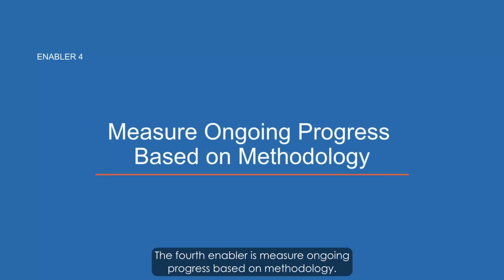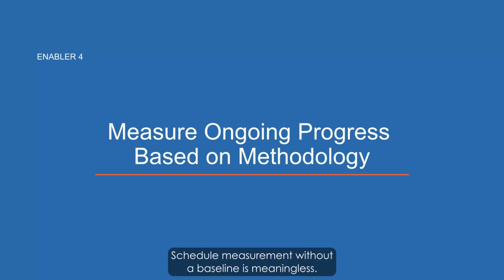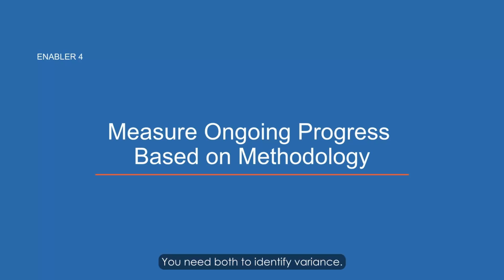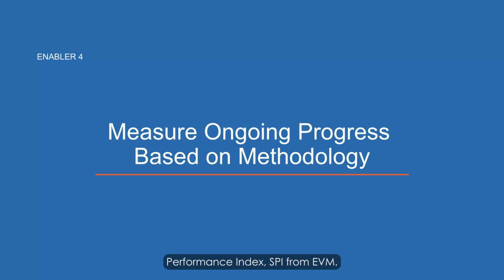The fourth enabler is measure ongoing progress based on methodology. Schedule measurement without a baseline is meaningless. You need both to identify variance. In predictive projects, the primary schedule measurement tool is Schedule Performance Index, SPI, from EVM.